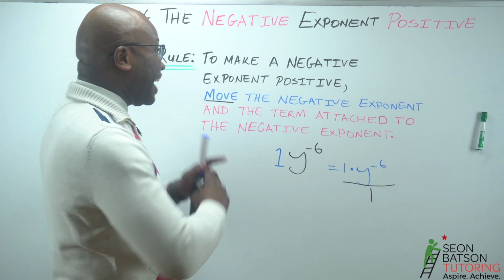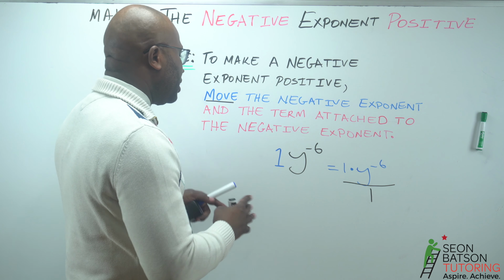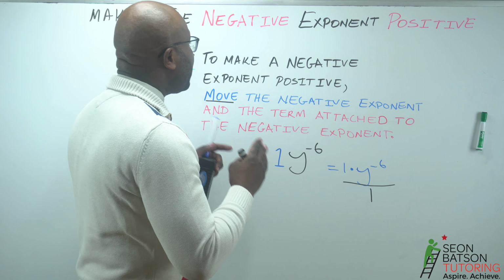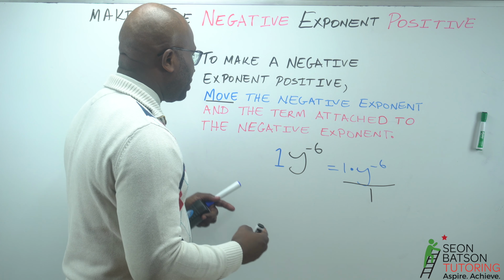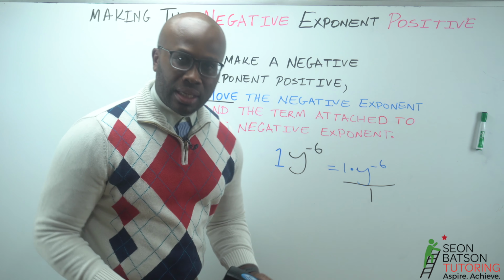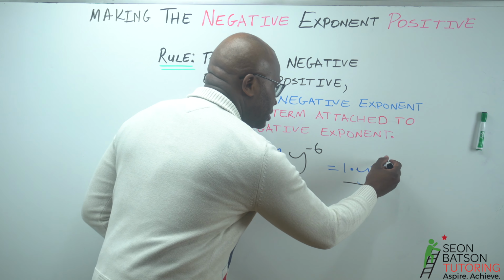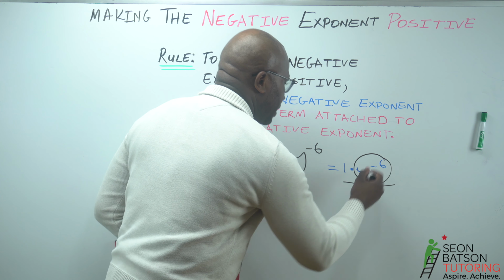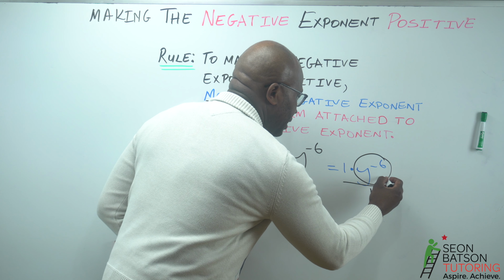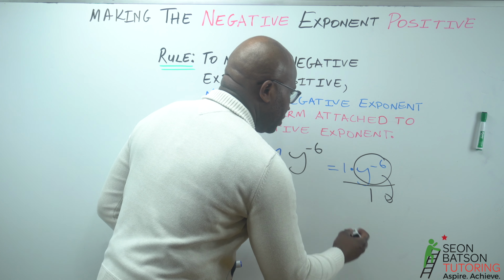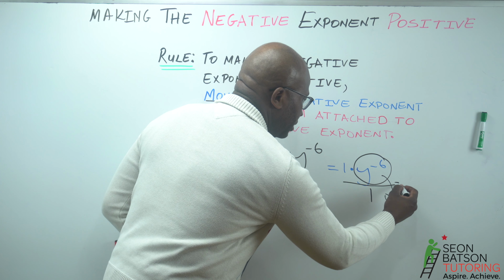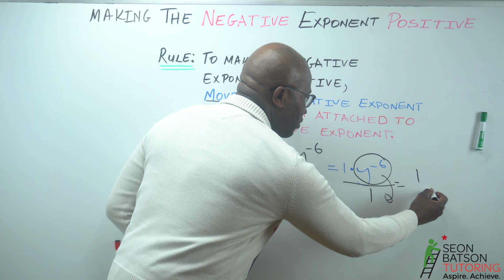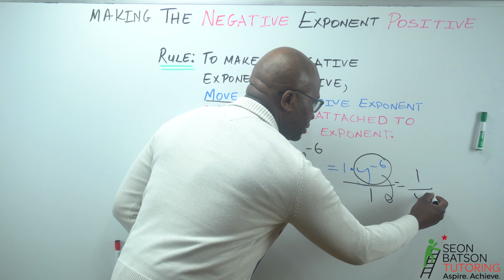Because the rule says to make any negative exponent positive, simply move the negative exponent and the term attached to the negative exponent. Yes? So this negative 6 is attached to the y. And we'll move the y and the negative 6 down to the denominator. So we're left with what? We're left with 1 over y to the 6.